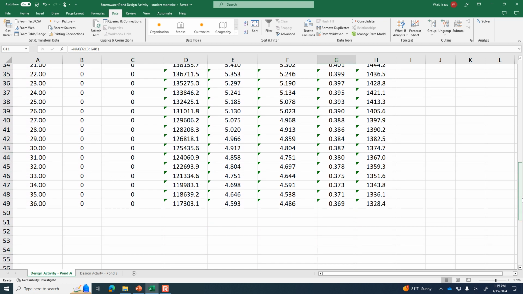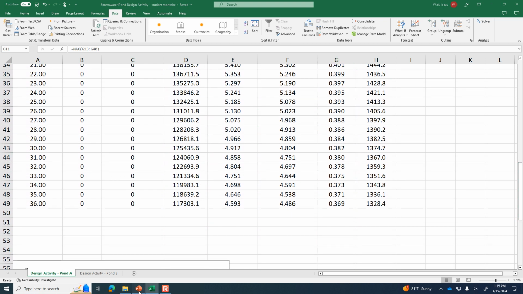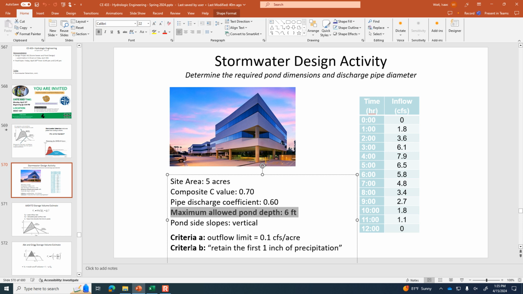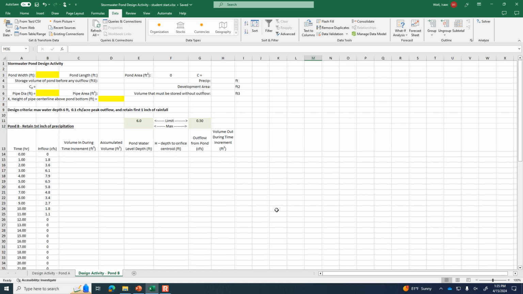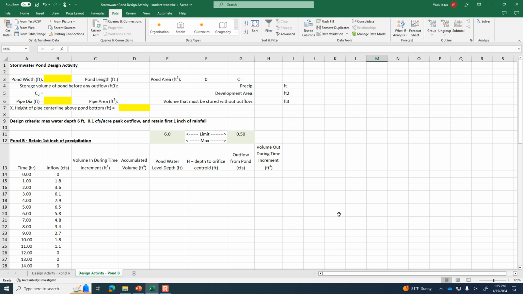Okay. So now let's do the setup for part B, and then I'm going to have you work independently on the pond analysis and optimization part. There are a few things that are a little bit different here when it says we want to retain the first inch of precipitation. If we're retaining the first inch of precipitation, we have to apply the rational method to find out the volume of water that's going to be stored without outflow.